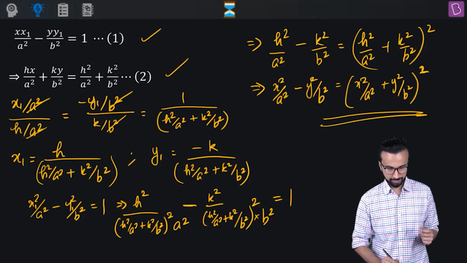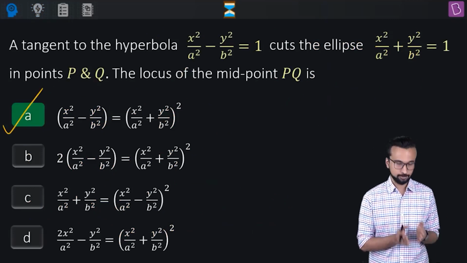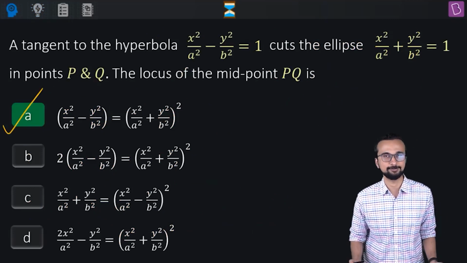Now let's move ahead and mark option A, which is our correct answer. Got that?